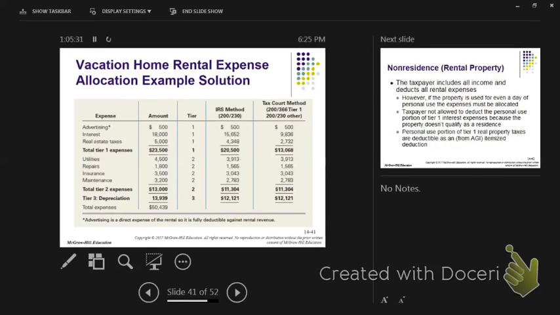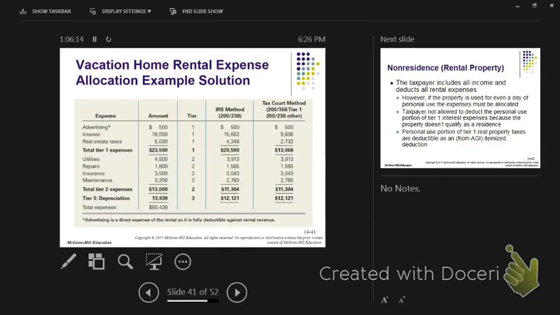So, Tier 1. Under the IRS method, you take the number of days you rented divided by the number of days it's used. So we rented it for 200 days, we used it for 30. So it's 200 days rented divided by 230 days. The IRS doesn't care about the other 135 days. We used it for a total of 230 days, 200 of which we rented. Notice advertising is fully deductible because it only has to do with renting, but it's Tier 1 because it would have happened regardless, even though we didn't rent.